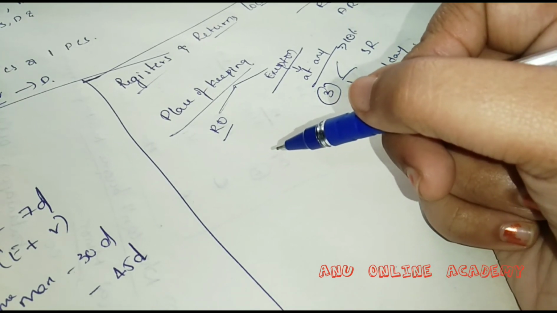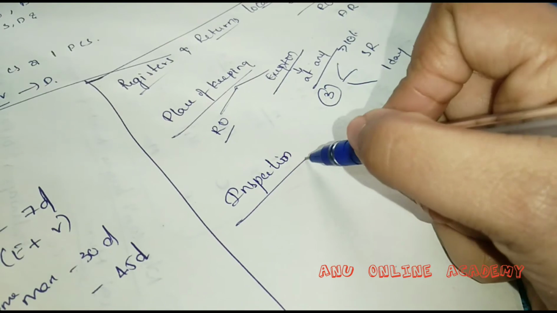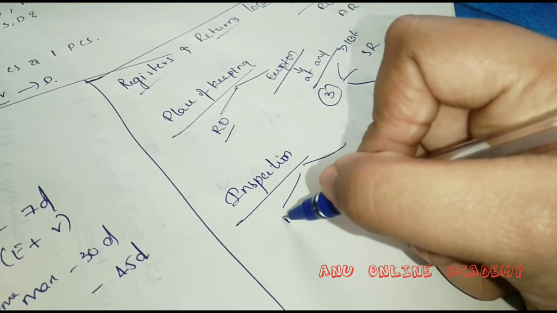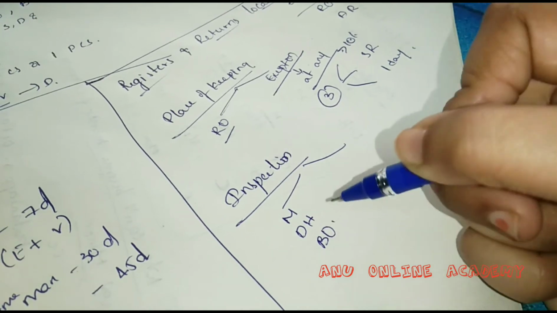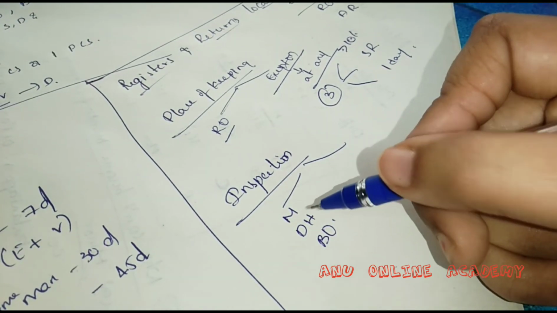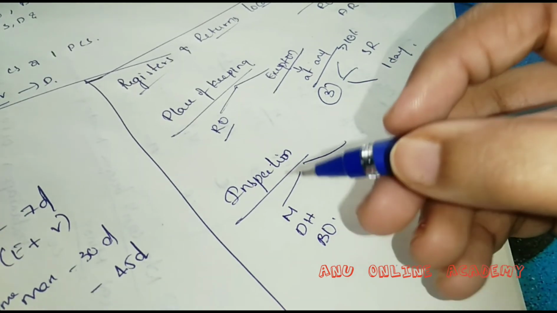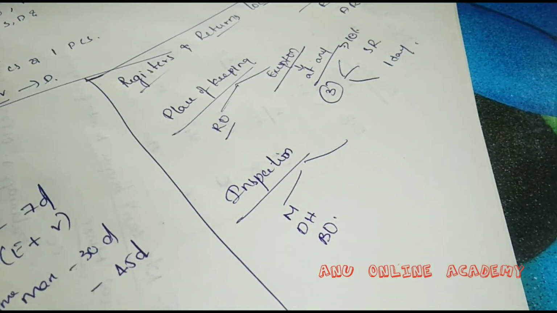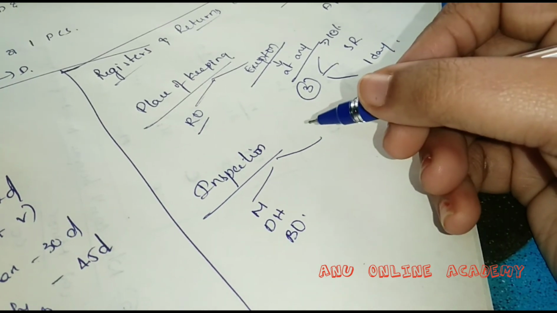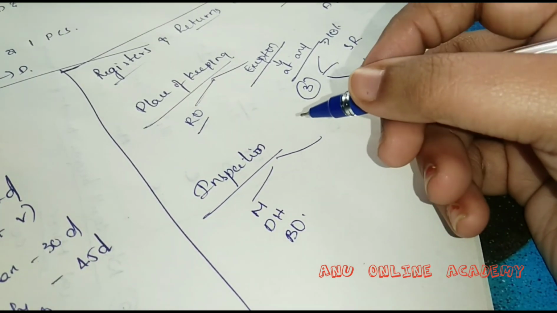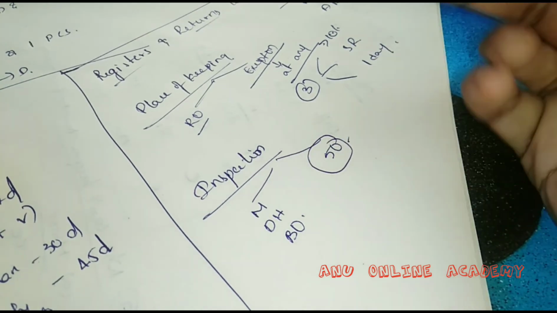And see the next one, inspection of registers and returns. See, a member, debenture holder, or beneficial owner can check a register or return at any time during business hours without any charge. And see, any other person can also inspect a register or return by paying fees not exceeding 50 per inspection.